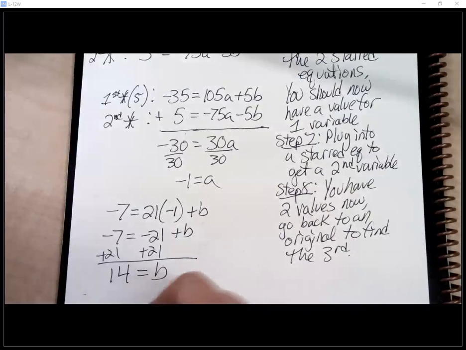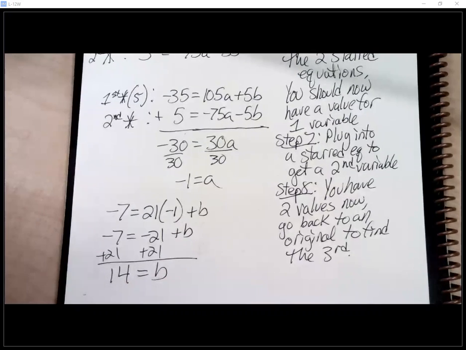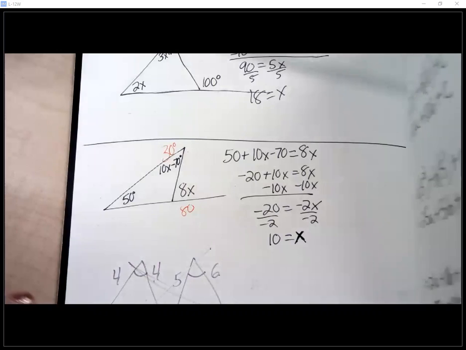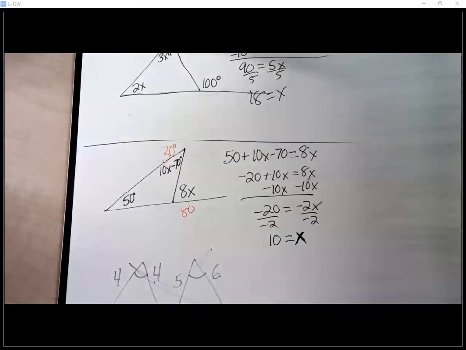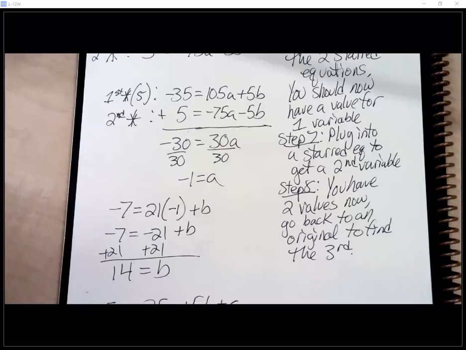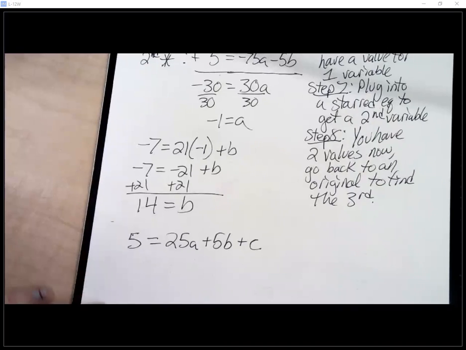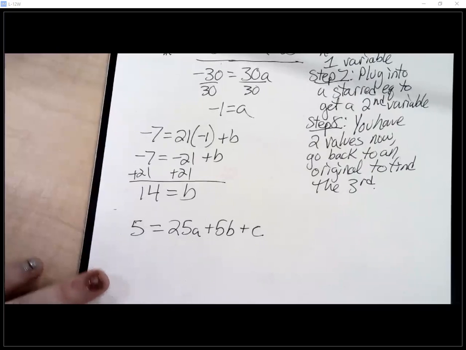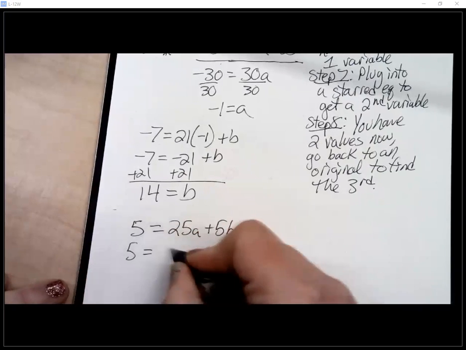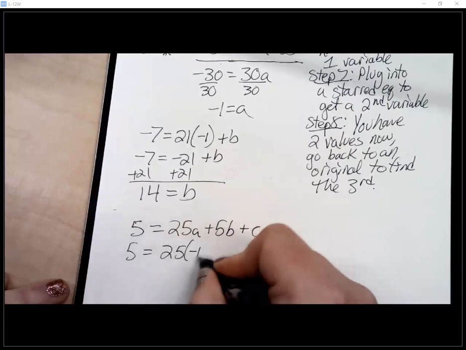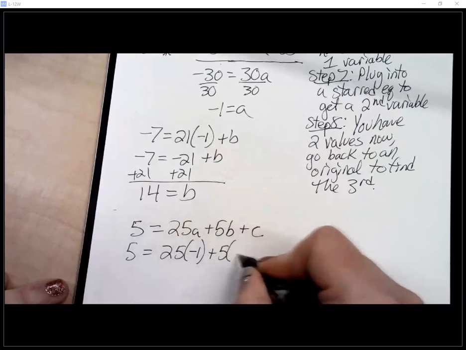The third original equation was just 5 equals 25A plus 5B. Are you gonna get the same value no matter what? Yep, right? That was my third one. Make sure you copy it right, because again, one little mistake and now it's a nightmare. But now I know what A and B are, so I can plug those in. 25 times -1 plus 5, B is a 14. So I can now just solve for C.